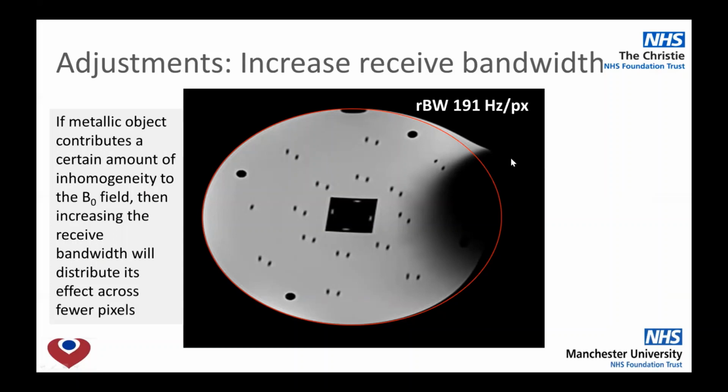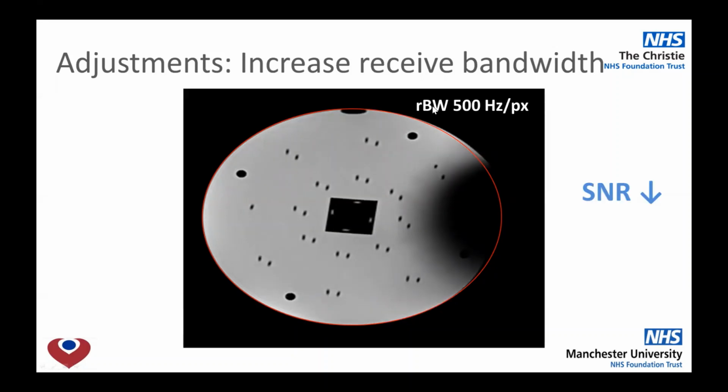We have an example of a phantom with a cochlear implant in situ and a received bandwidth of 191 hertz per pixel. You can see around this auditory implant there's some significant geometric distortion appearing in the top right of the phantom. If we increase the received bandwidth to 500 hertz per pixel and accept the accompanying decrease in signal to noise, we can see that this geometric distortion has been reduced significantly. If we further increase the received bandwidth, then the geometric distortion improves again. However, the signal to noise drops further.